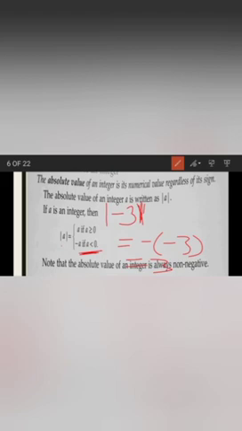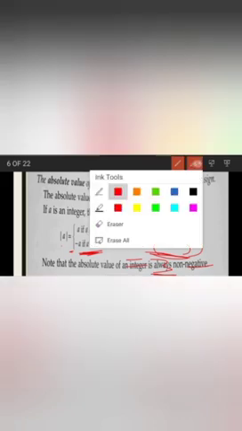Understand? Because here, in this case, minus 3 is at the place of a, which is less than 0. So you have to write minus of a. Here we put minus, and at the place of a, minus 3. So minus and minus will be plus 3. So the absolute value is 3. Understand? Now come to the exercise.